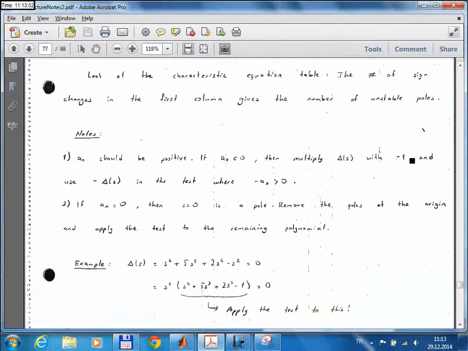Well, the thing about this test is it doesn't say anything about the dynamics of the system. It only gives you stable or unstable. Otherwise, it can be unstable due to a very fast pole, or it can be unstable due to a very slow pole. We don't get to find out that information from this test.